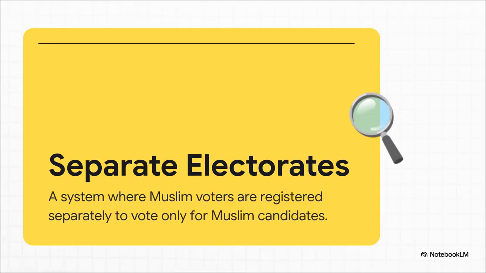And one of the core ideas that really came to define the Muslim League was this concept of separate electorates. Basically, it was a system designed to guarantee their voice. It meant Muslim voters would only vote for Muslim candidates. The whole idea was to make sure they'd have representation in government, no matter what the wider majority wanted. And this became a huge point of debate.